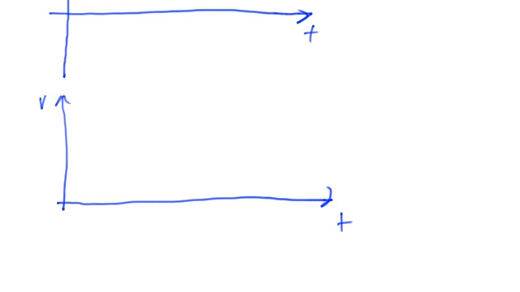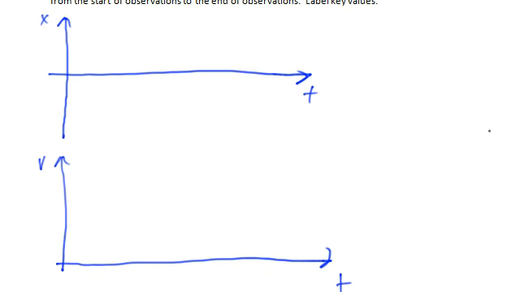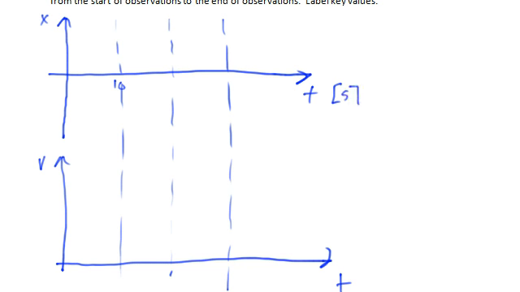And it looks like it breaks up into 10-second intervals. I'm going to just focus on these two graphs for a while. Let's have that be 10 seconds, and then 20 seconds, and 30 seconds. I think I'll put the units over here: time in seconds, 10, 20, and 30.